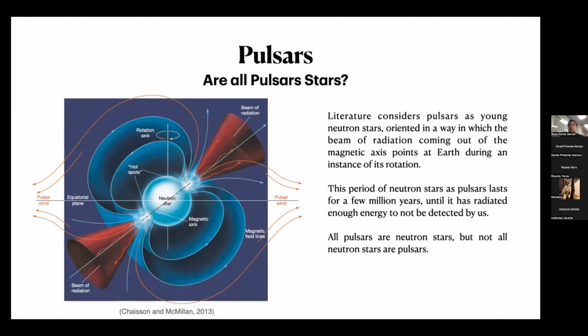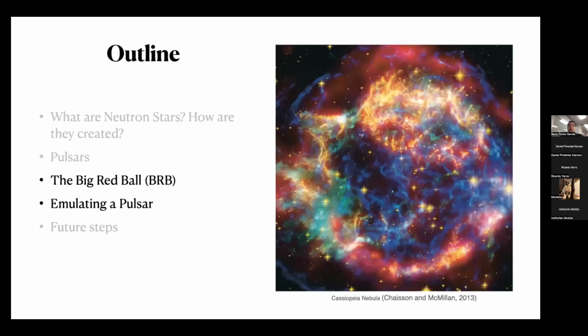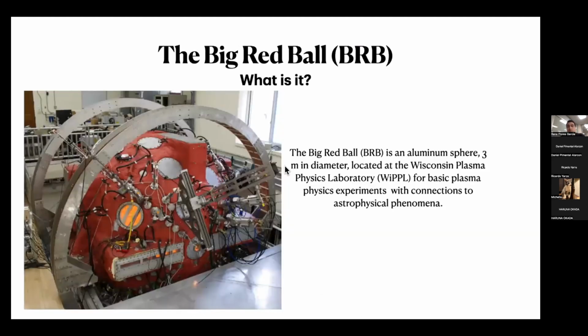So with that being said, we have described what the pulsar is. Now, how are we here at People trying to study that? What are we trying to achieve? Let me introduce to you the big red ball. The big red ball is where we set up the experiment. This is an actual picture of the big red ball.